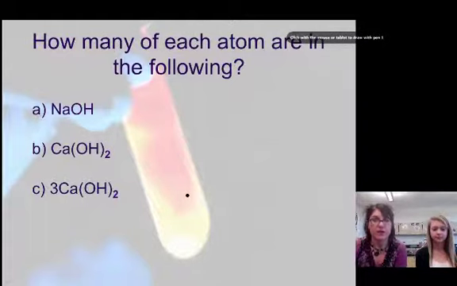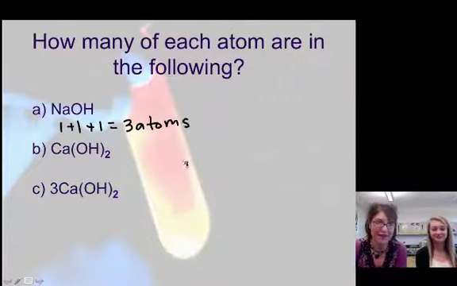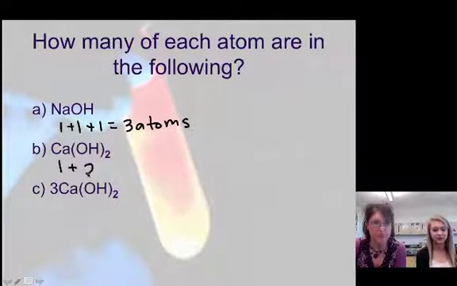Okay, so let's count atoms. How many sodiums are here? 1. Okay, how many oxygens? 1. Good. And hydrogens? 1. You like it when I ask you easy questions. Mm-hmm. Yeah, me too. Okay, calcium. We just did this one. How many calciums? There's 1 calcium. Okay, how many oxygens? There's 2 oxygen and 2 hydrogen. Right, so that's a total of 5.